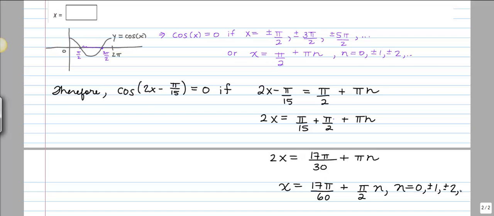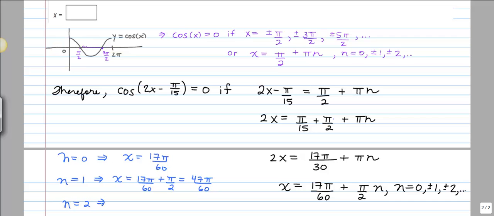Okay. Now, let's take a look at what happens. If n equals 0, we get the solution 17 pi over 60. If n equals 1, we get the solution 17 pi over 60 plus pi over 2. Okay, and pi over 2 is 30 pi over 60, so this would be 47 pi over 60. And n equals 2 means we're adding 30 pi over 60 again. And we can continue in this manner.